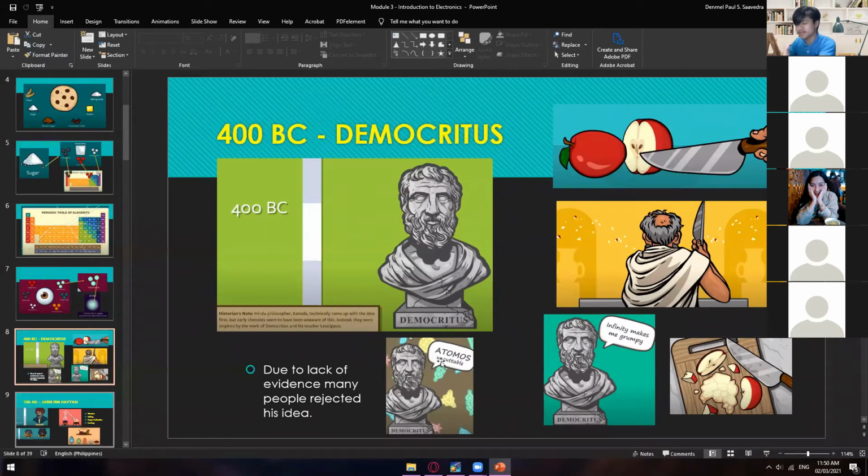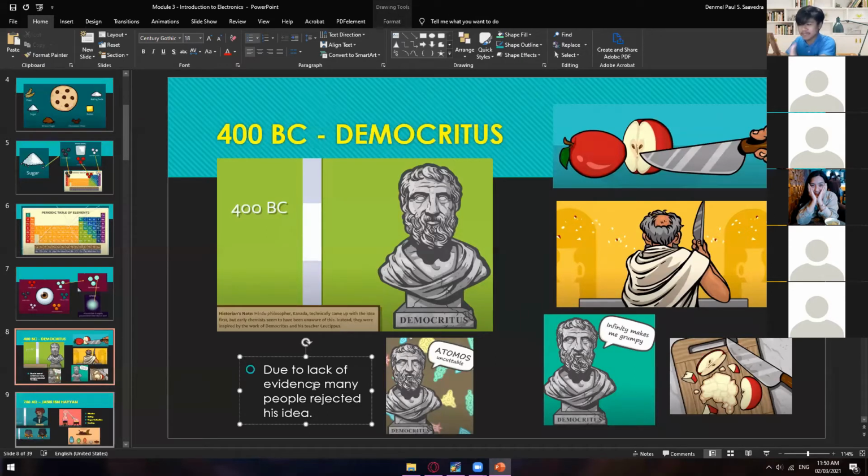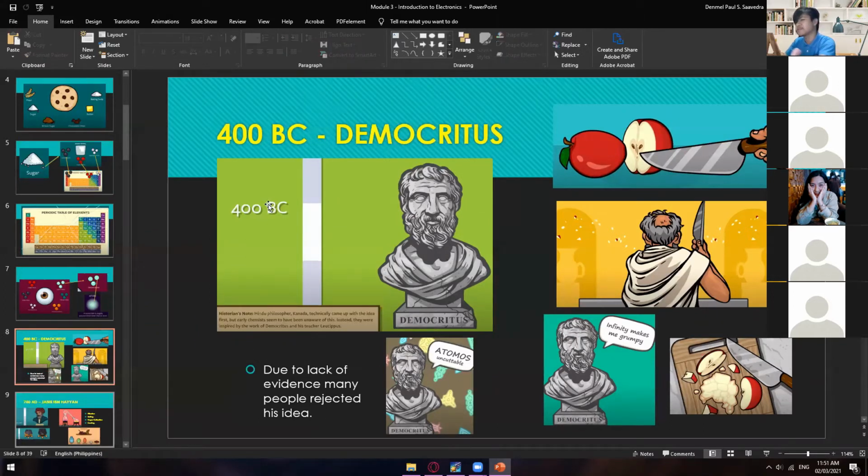From here, he called it atomos, wherein he said that atomos means uncuttable in Greek. But due to lack of evidence, many people rejected his idea. He just came up with an idea of what we can find if we keep on cutting something, like for example, an apple, until he cannot cut anything anymore. That smallest thing he cannot cut is now called atomos. Anyway, that was a long, long time ago, 400 BC.